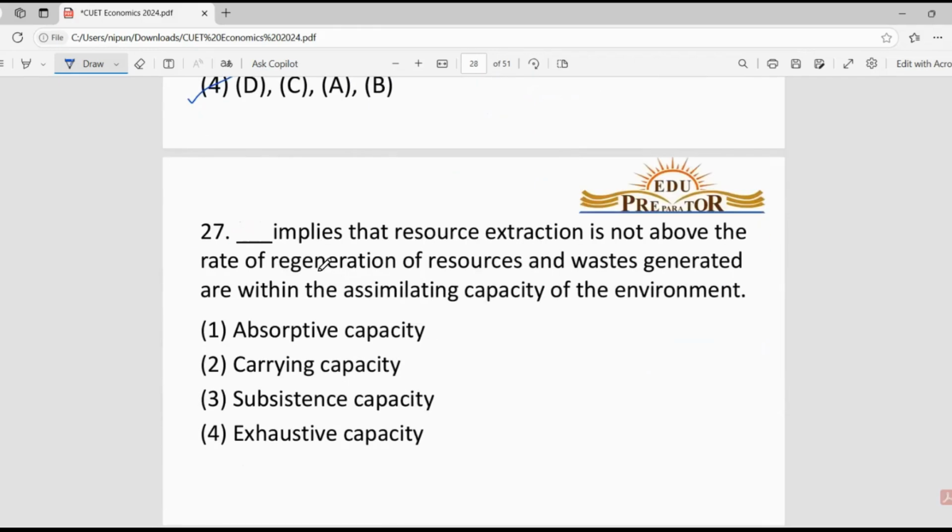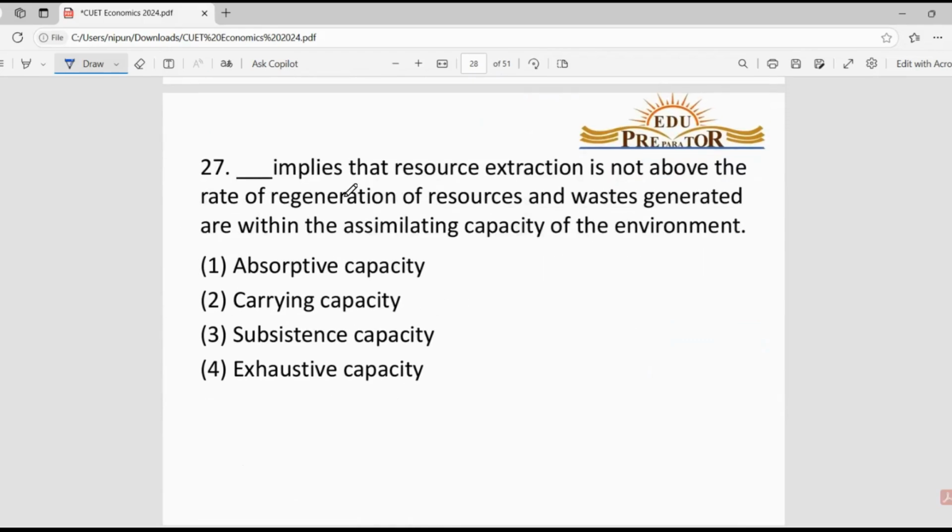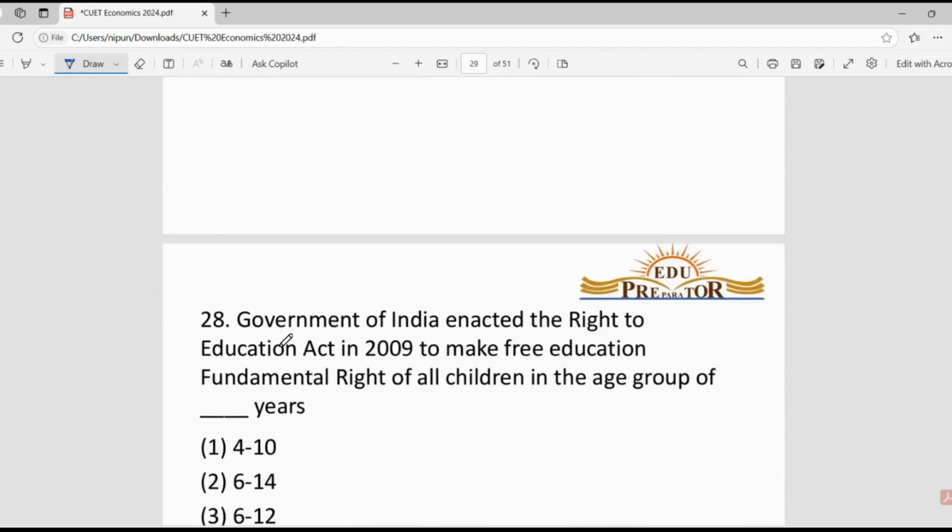अगले क्वेश्चन पर आते हैं. Dash implies that resource extraction is not more than the rate of regeneration and the waste generated are within the absorptive capacity of the environment. अभी एक्चुअली ने दो चीजों को मिक्स कर दिया है, राइट? जो इसका पहला स्टेटमेंट है, resource extraction is not above the rate of resource regeneration, that is the part of carrying capacity, and waste generated are within the assimilative capacity, that is absorptive. I will go with the first part of the statement that is mentioned and I'll mark it as carrying capacity, right?